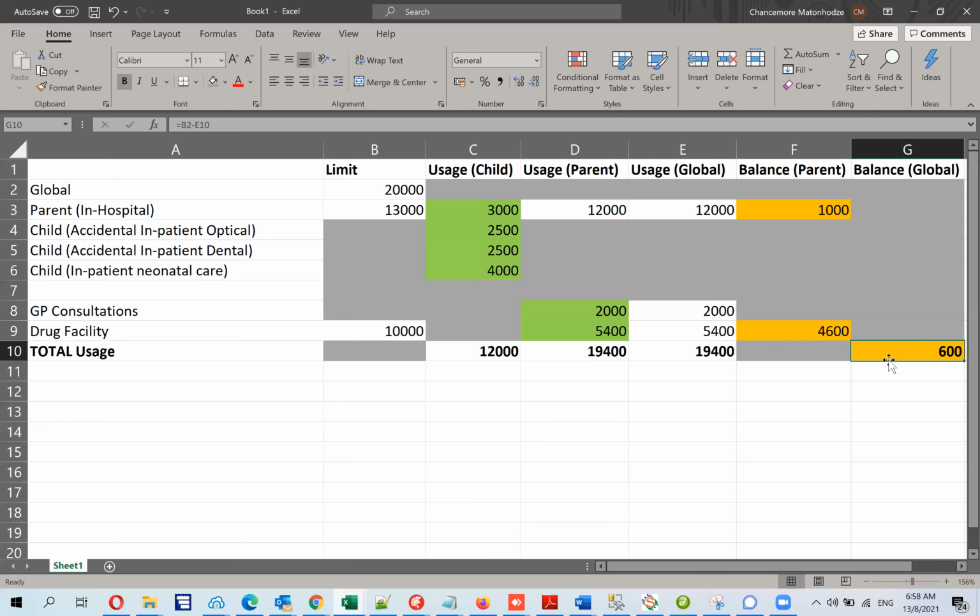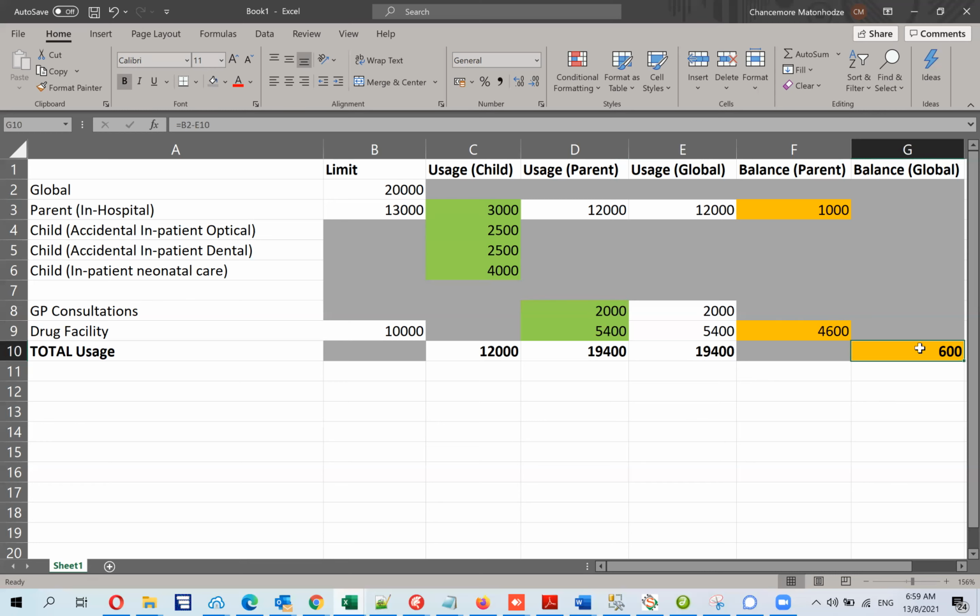Now, the overriding limit is the global limit. You cannot get more than what's in the global balance at any one time. So I want to make sure this point is clear, that you cannot get more than what's in the global limit.